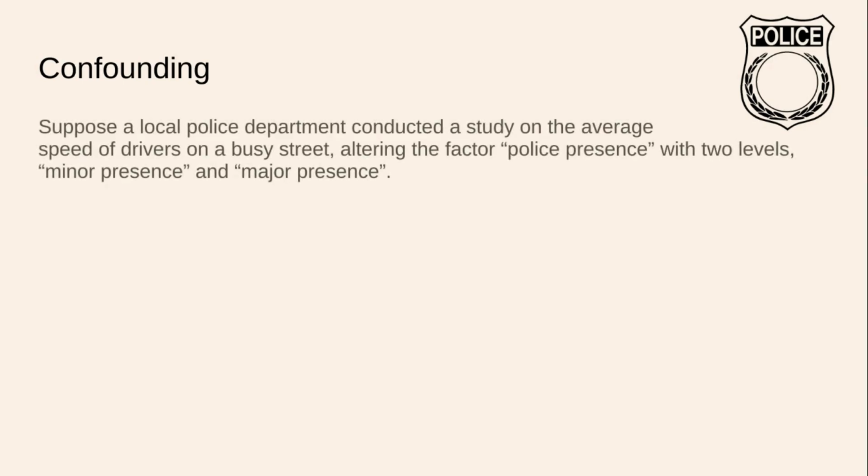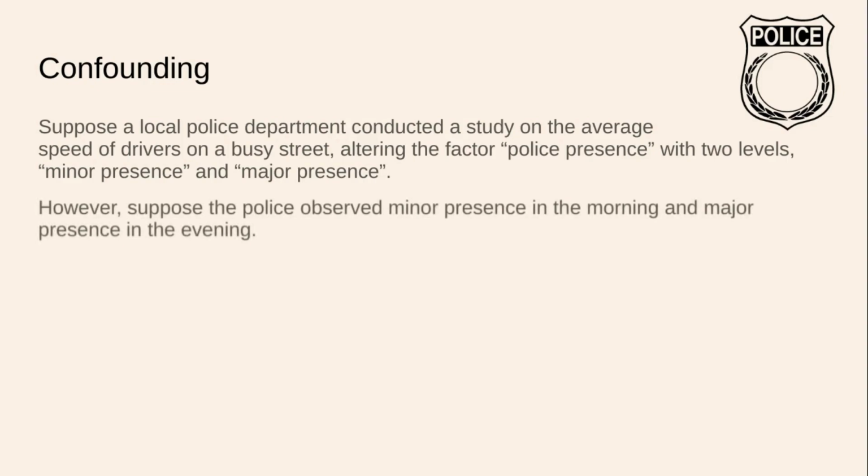So here's another experiment. Suppose a local police department conducted a study on the average speed of drivers on a busy street, and they altered the factor police presence with 2 levels. You have a minor presence versus a major presence. All right, so this is a hands-on study. We have a factor, an explanatory variable that has multiple levels. However, suppose the police observed minor presence in the morning and major presence in the evening.